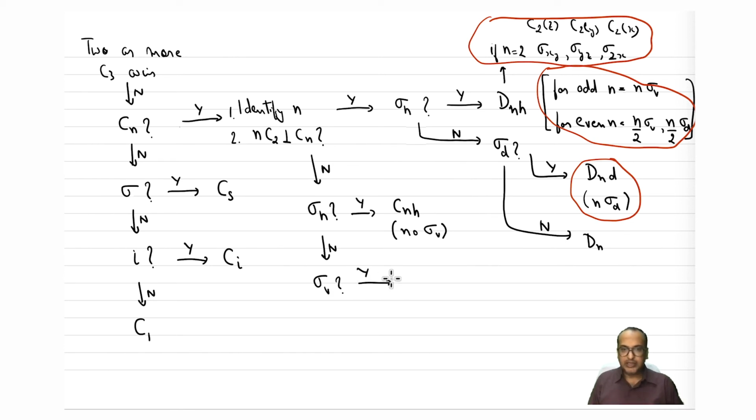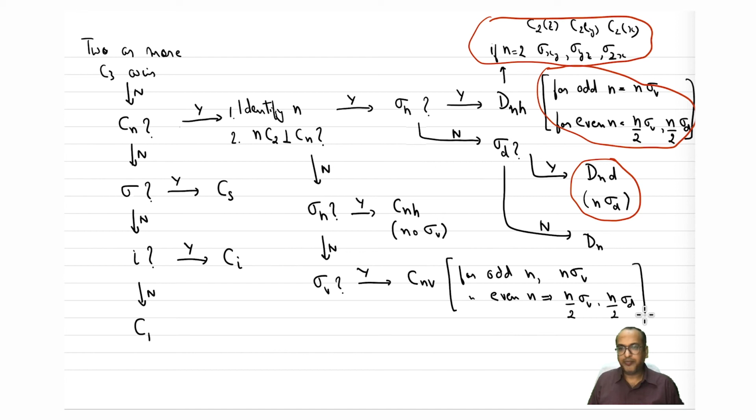And if it is a yes, then you say it's a CnV. And again, for this particular case, for odd n, there are n sigma v's, and for even n, there are n by 2 sigma v's and n by 2 sigma d's.